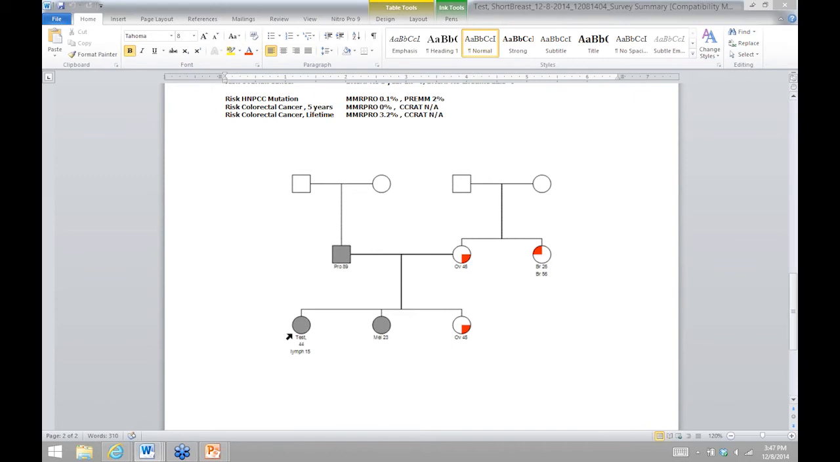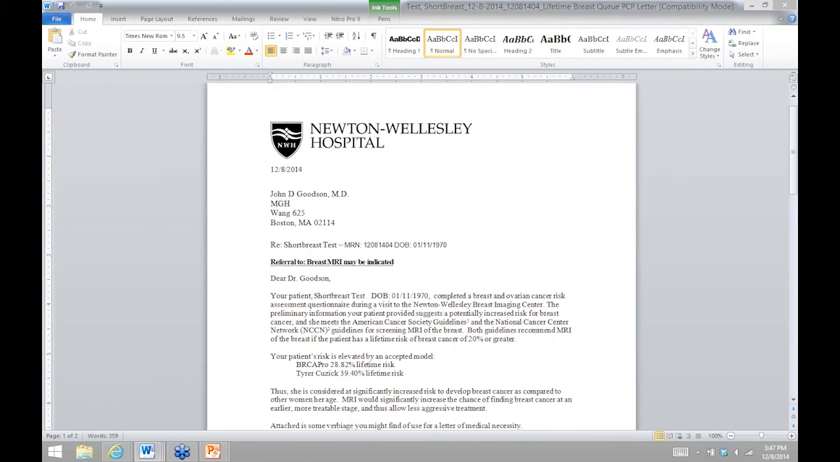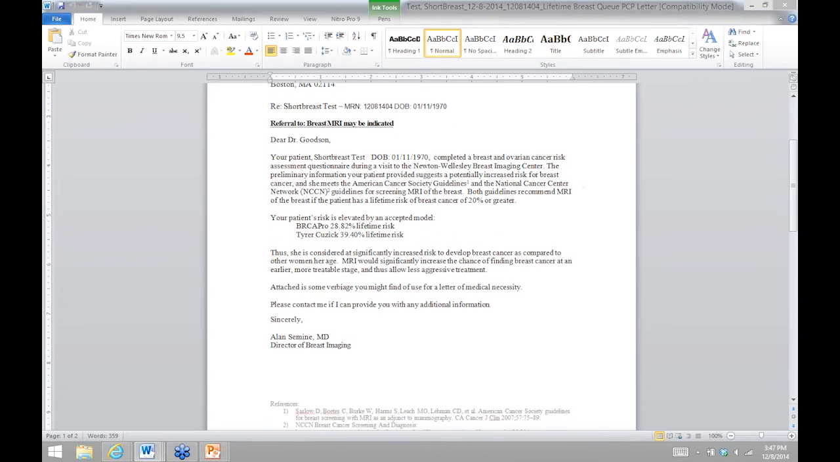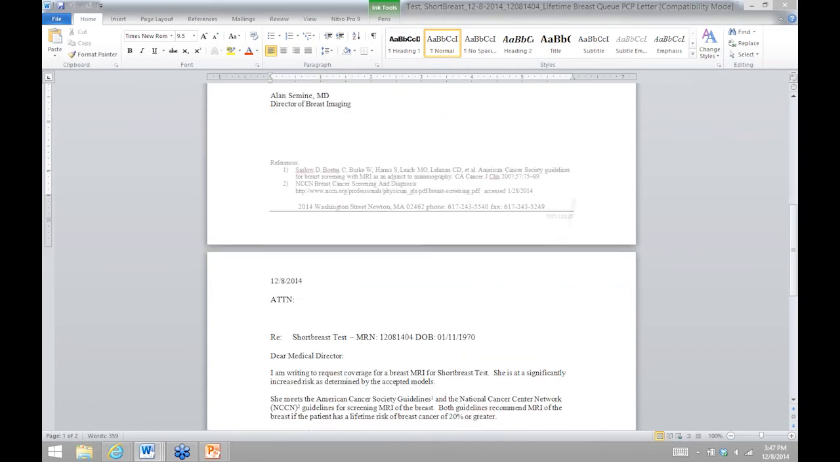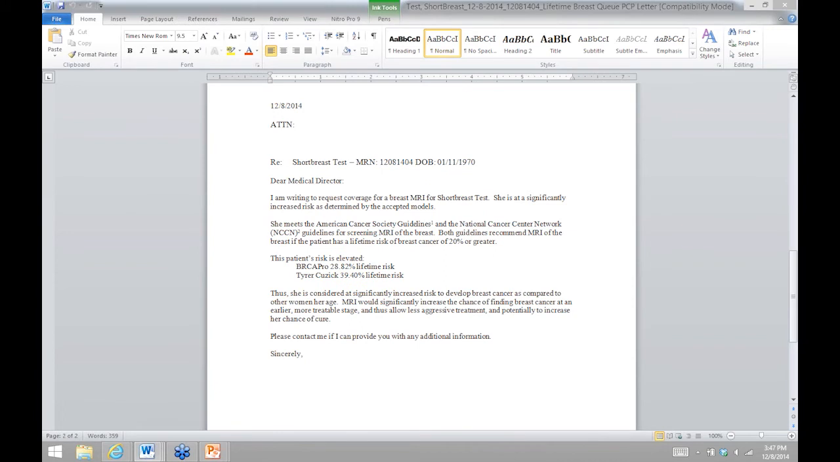What this system also does then is generate a letter to the referring doctor saying that this person meets the criteria for MRI, and here's why they meet the criteria for MRI. Here are some references, and then this is what you would put in your letter of medical necessity when you email the insurance company, because this will help them get certified for compensation, because they're giving the right information to the medical director of the insurance company.